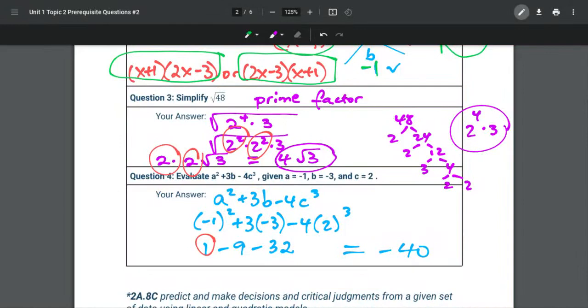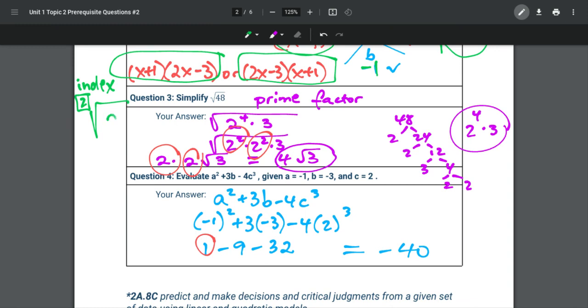Number 3, simplify, square root of 48. You want to know how to prime factor, and this is the factoring tree right here. Now, what's the point? The point is to notice the index. The invisible index will be 2. That's why we call it the square root of. That's what tells you how many of the same you need in order to simplify.